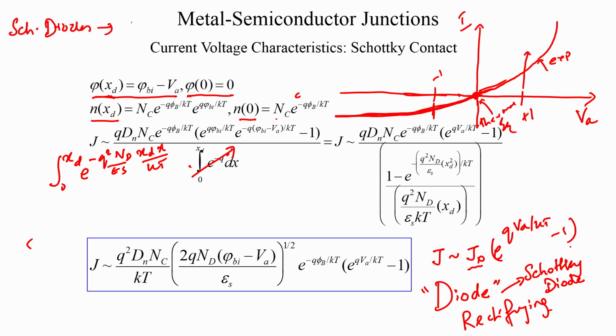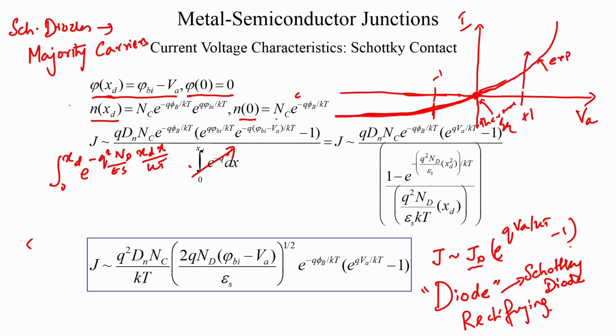Schottky diodes have a current voltage characteristic that is dependent on the majority carriers carrying the current. So, if it is a Schottky diode based on a metal p semiconductor, then it is going to be the holes that are responsible for the current. So, majority carriers are responsible for the current. That is a key point to remember.